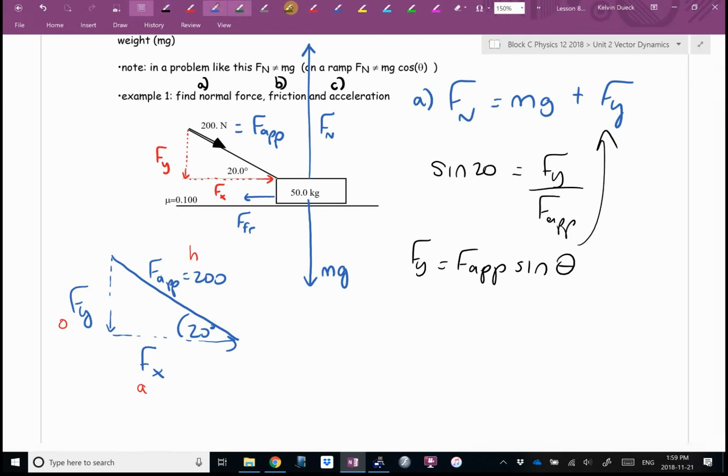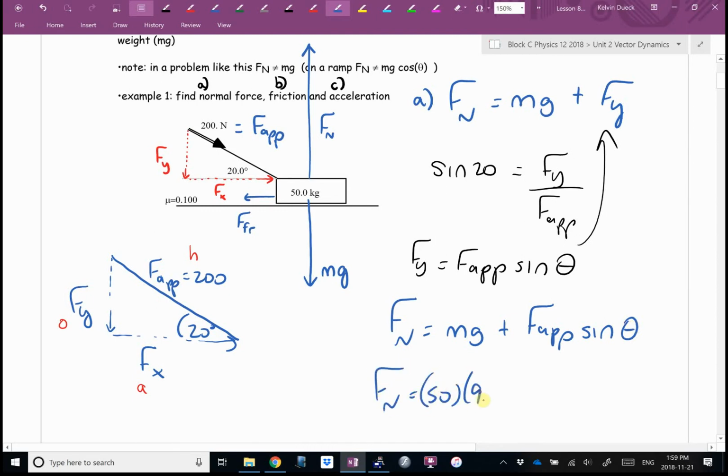So now we can find the normal force. The normal force is going to be mg plus F applied sine theta. It's going to be 50 times 9.8 plus 200 sine 20. That's if we were pushing down. What if we were lifting up? What would that do to the normal force? Increase it, decrease it, or would it stay the same? It would decrease it. I'd have a slightly different equation and free body diagram. I'd have to do a little bit of thinking, but we'll do one like that a bit later.